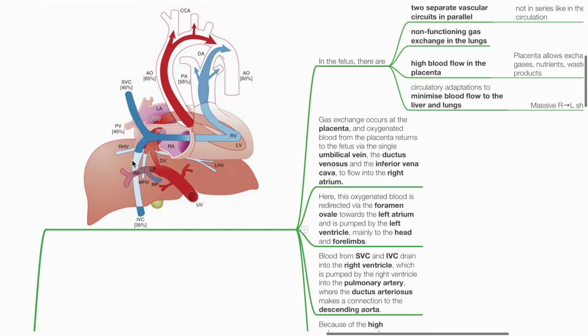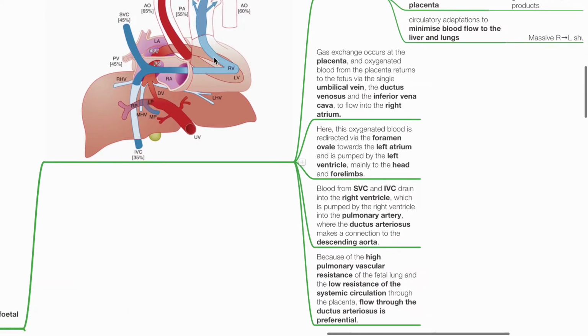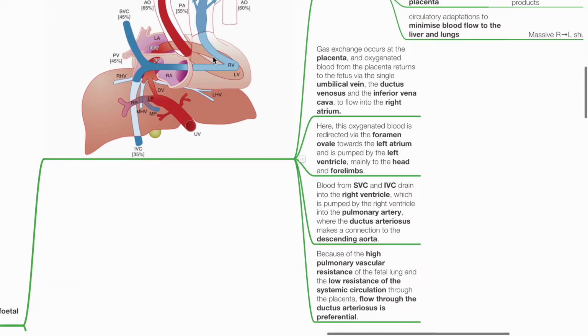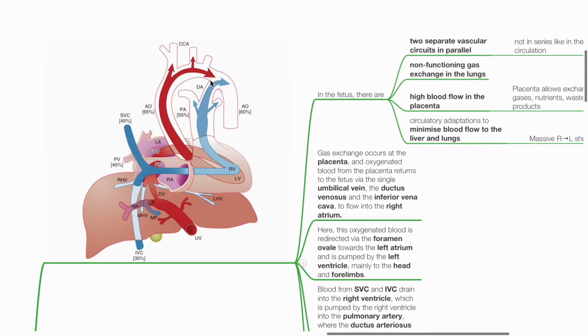Blood from SVC and IVC drain into the right ventricle, which is pumped by the right ventricle into the pulmonary artery, where the ductus arteriosus makes a connection to the descending aorta. Because of high pulmonary vascular resistance of the fetal lung and low resistance of the systemic circulation through the placenta, flow through the ductus arteriosus is preferential.